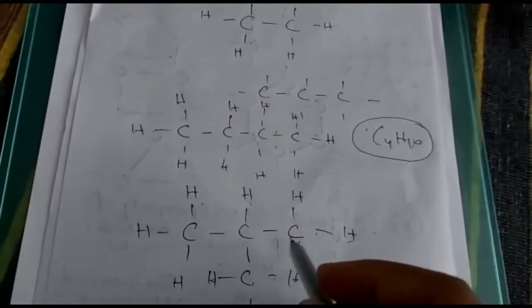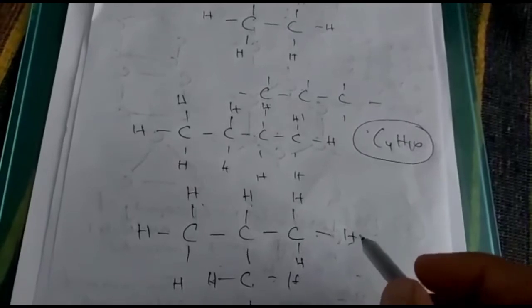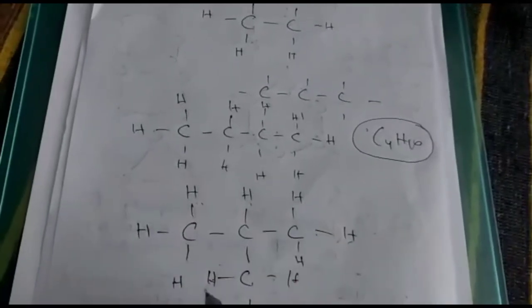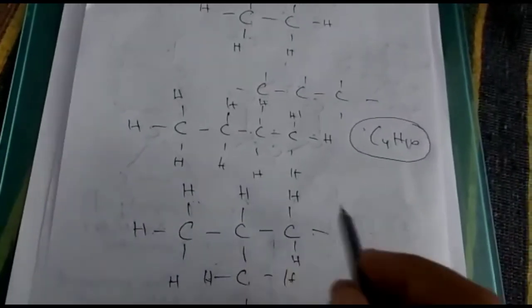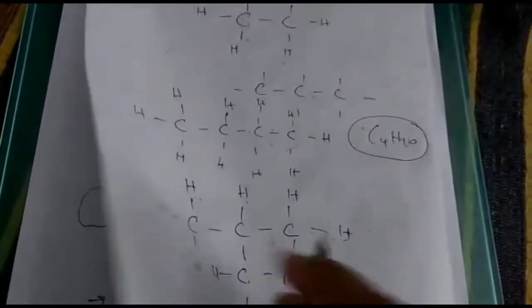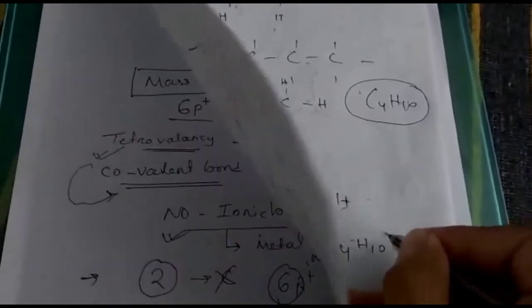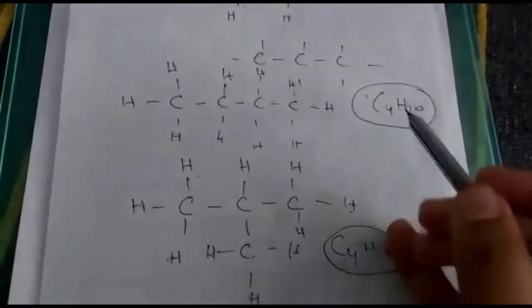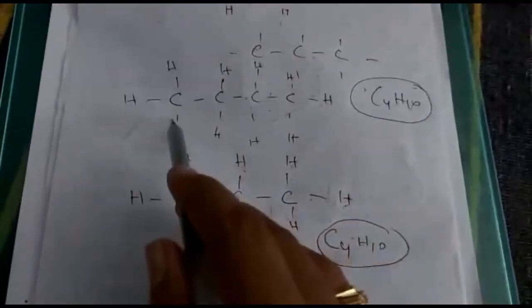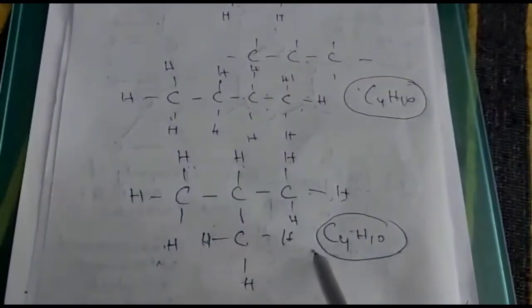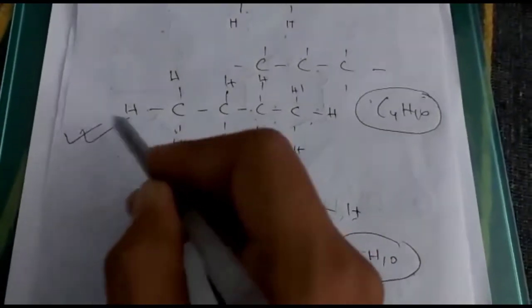Where is it? Where did we leave any hydrogen? You check. 1, 2, 3, 1, 2, 3, 4, 5, 6, 7, 8, 9, 10. Here also 10 hydrogens. C4H10. Okay. In both cases you see, here also C4H10, here also C4H10. But the structure is different.